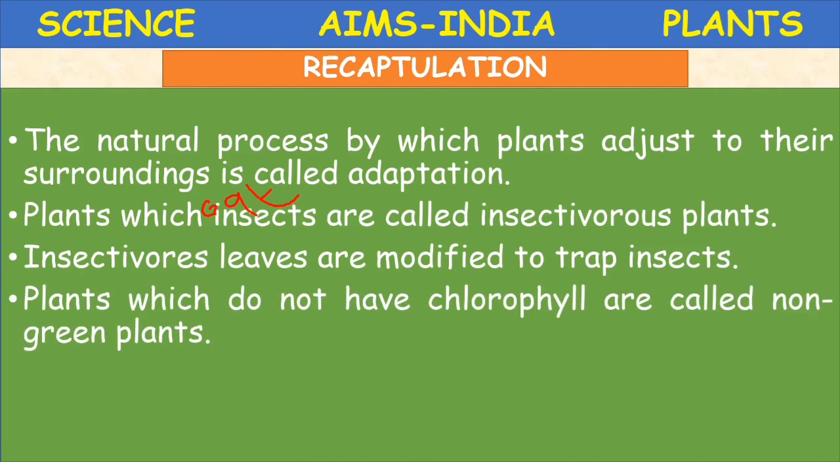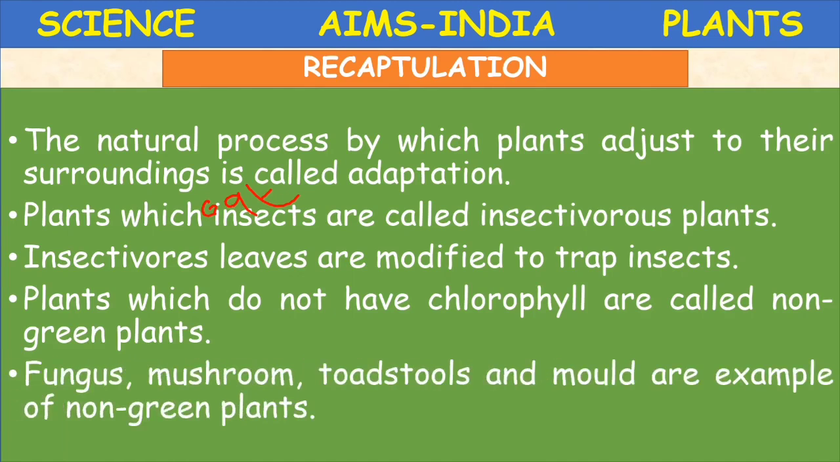Plants which do not have chlorophyll are called non-green plants. Clear children? Fungus, mushroom, toadstools and mold are examples of non-green plants. So this is what we have learned in our previous class, children.